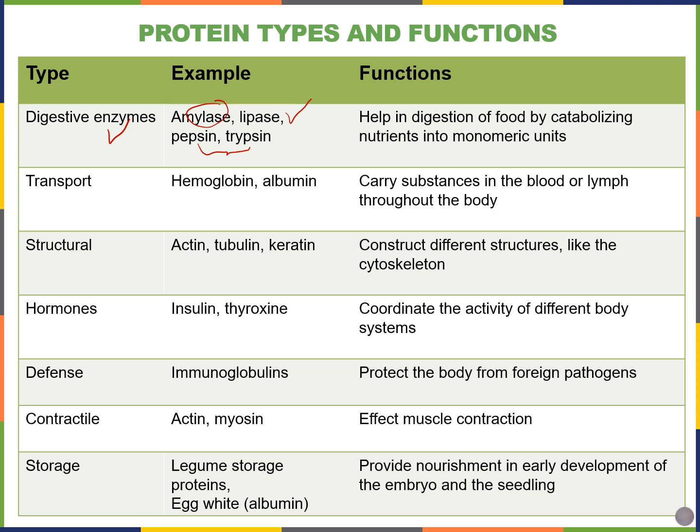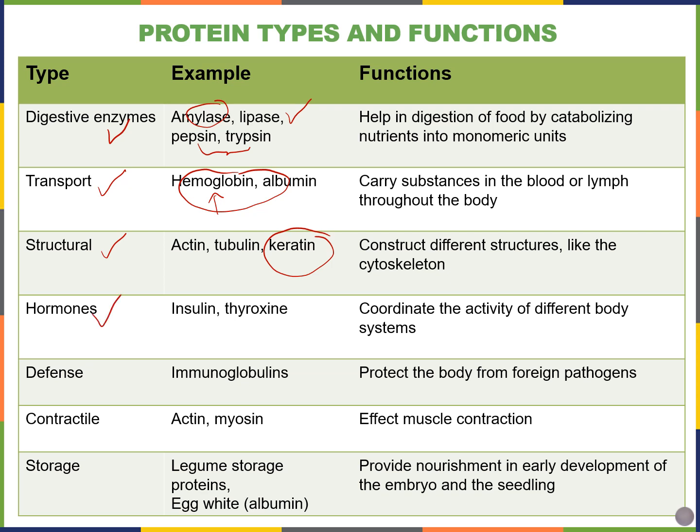Transportation, I talked about moving things into and out of the cell, but we can even move things around through the blood, through these proteins. For example, hemoglobin allows us to transport oxygen from the lungs into our muscle tissues, and they deliver oxygen there when necessary. Structural proteins can determine the shape of the cell as well as different types of body parts. Keratin, for example, makes up our hair and our nails.